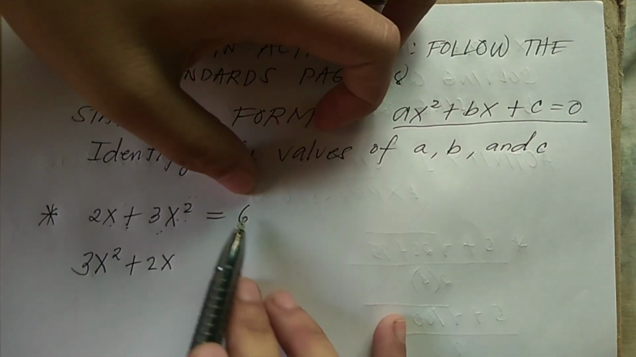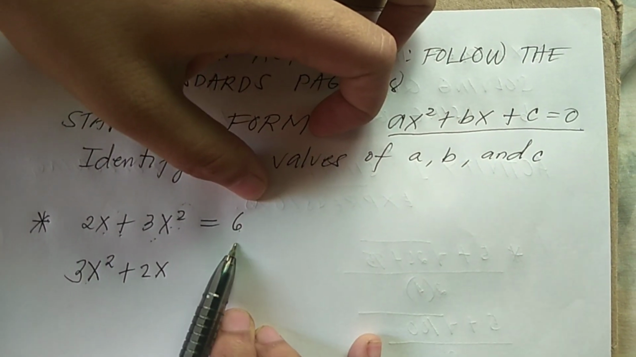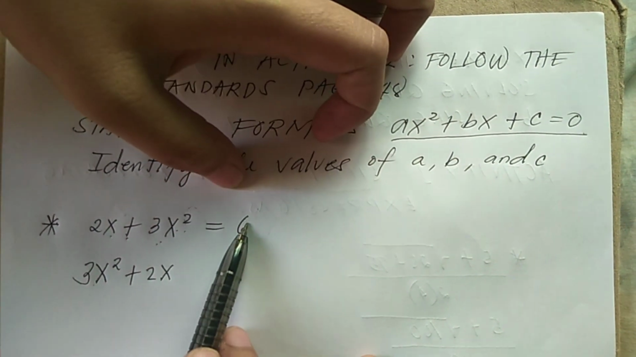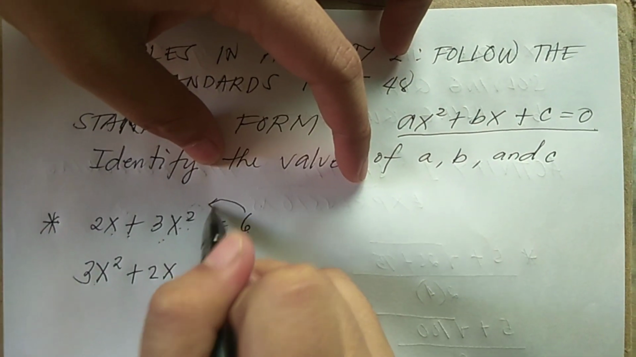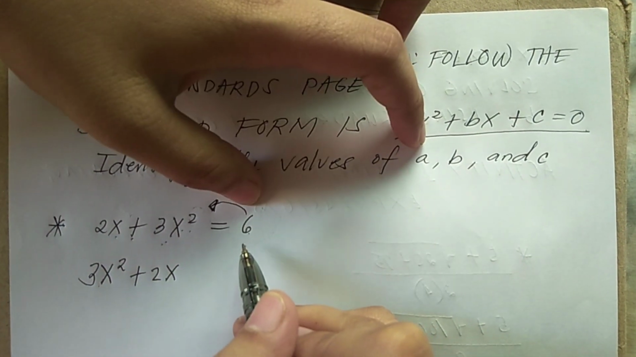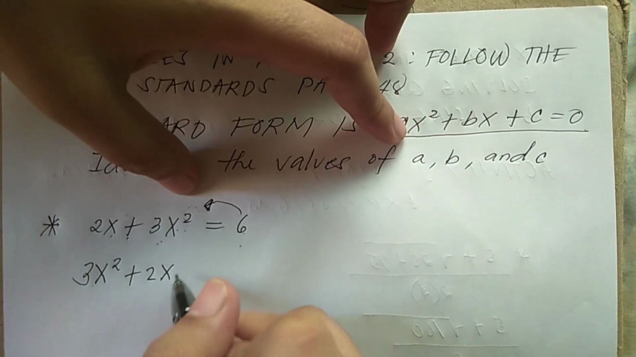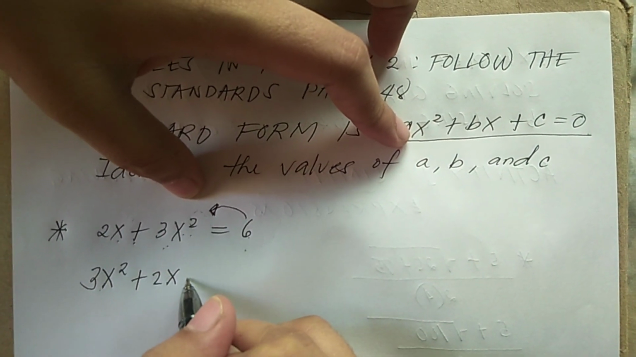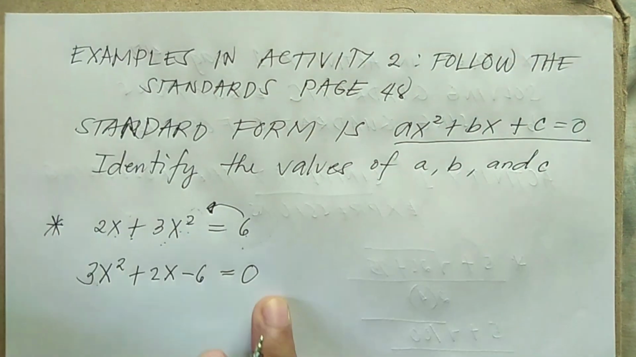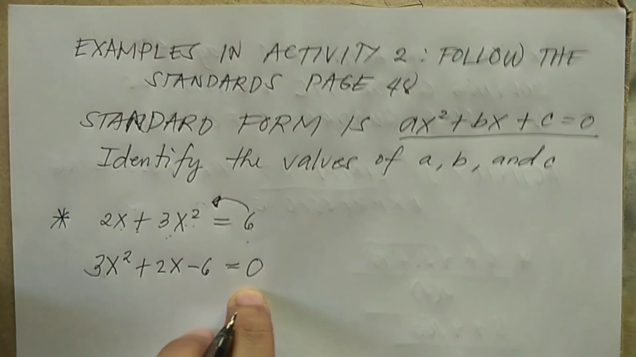And then, the 6 is on the other side. And the sign of 6 is positive. When we transpose, we move it to the other side and change the sign. The positive sign becomes negative. So, it becomes negative 6 is equal to 0. There is nothing left on the other side, so it is 0.